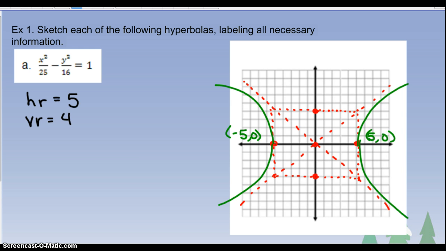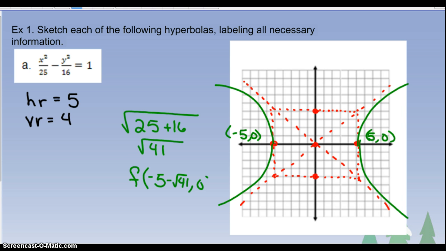To find the focus, or the foci if you will, you would do 25 plus 16. That's going to be radical 41. Okay, and that gets added on to the vertex value to give the foci value. So we would say negative 5 minus radical 41 comma 0, and then 5 plus radical 41 comma 0.